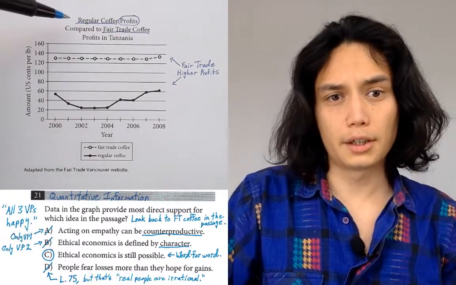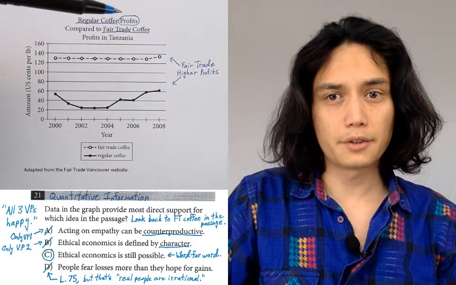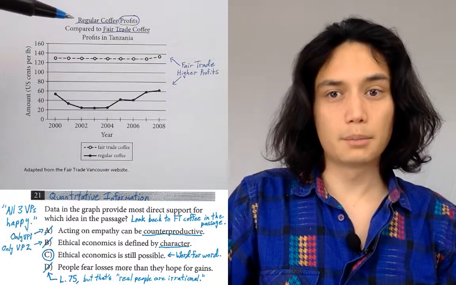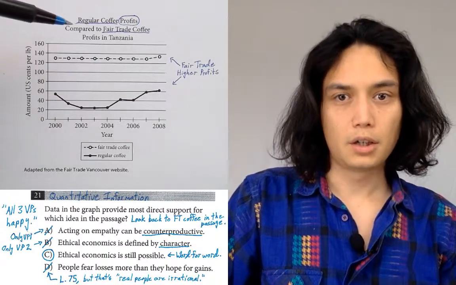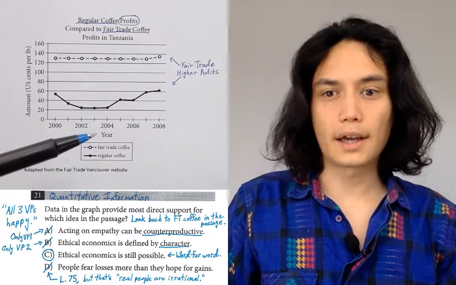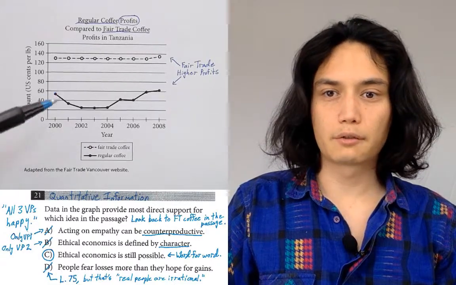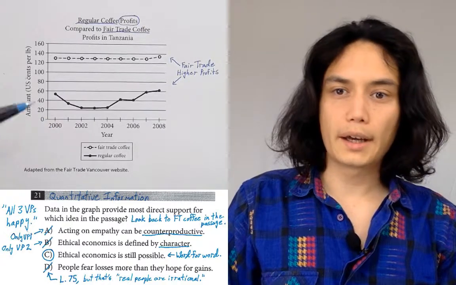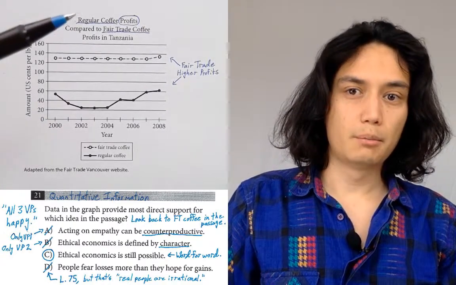First, you want to start with the title. This is a graph of profits. It's a graph of regular coffee profits compared to fair trade coffee profits. Two profits are being compared. All right, that plays out in the axes of the graph. Here our x-axis is years. We've got whatever is happening from the year 2000 to the year 2008. And then our y-axis is the amount. The amount of what? The amount of profits.